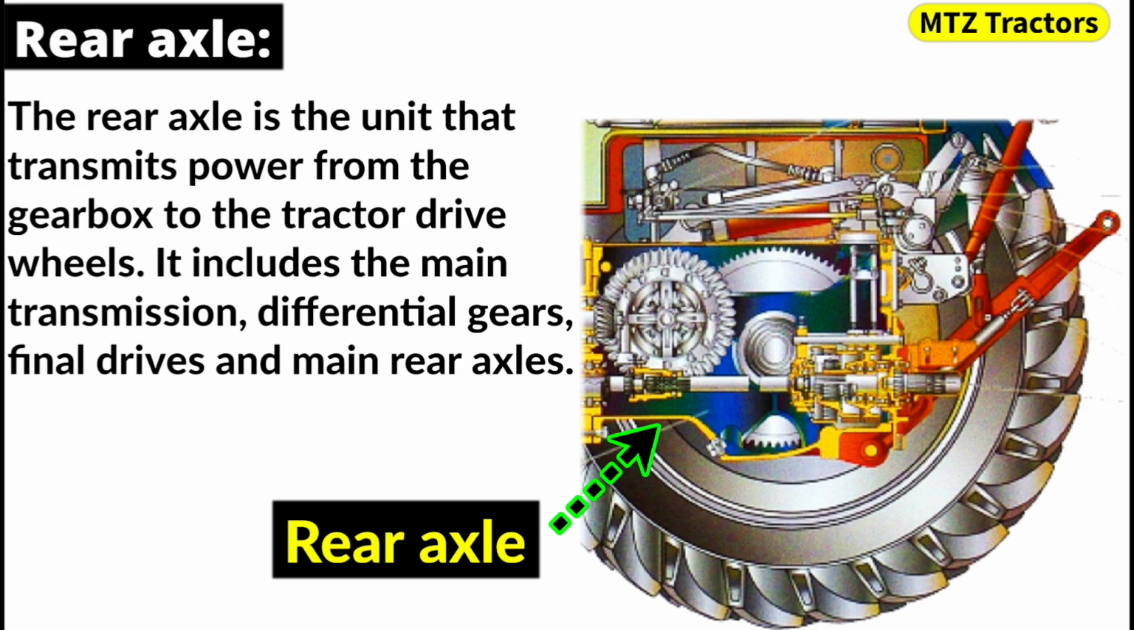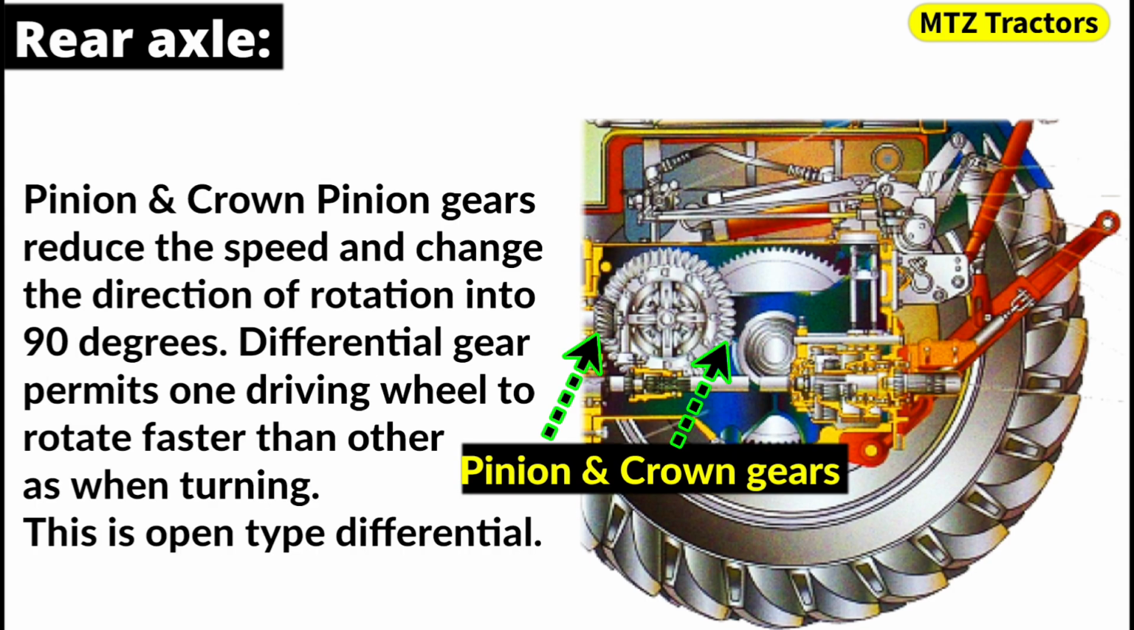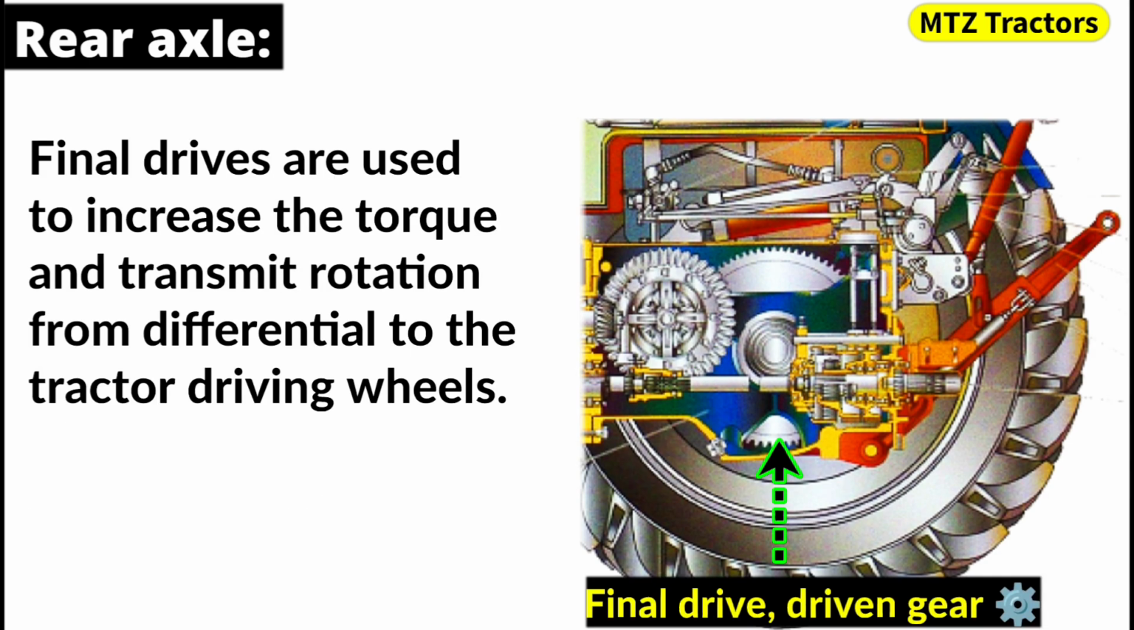It includes the main transmission, differential gears, final drives and main rear axles. Pinion and crown gears reduce the speed and change the direction of rotation by 90 degrees. Differential gear permits one driving wheel to rotate faster than the other when turning. This is an open-type differential. Final drives are used to increase the torque and transmit rotation from the differential to the tractor driving wheels.